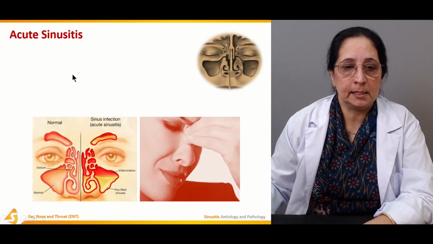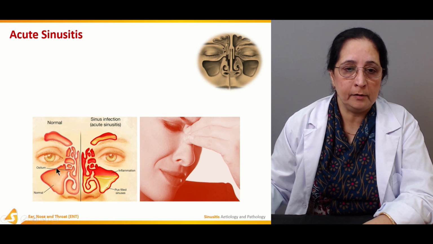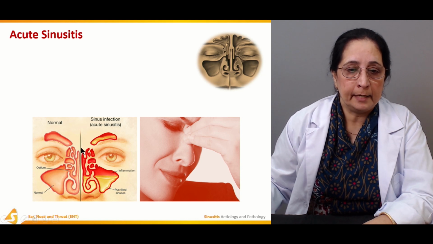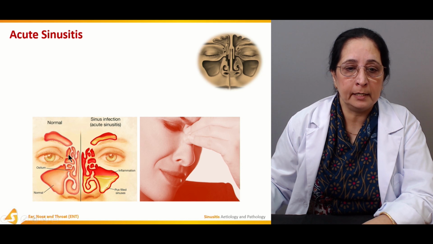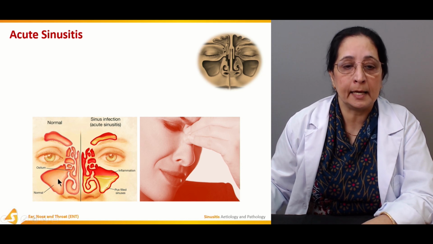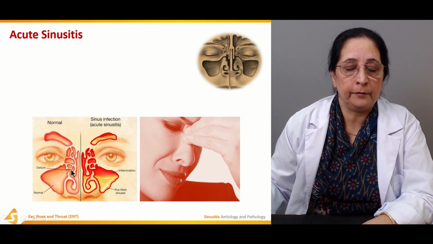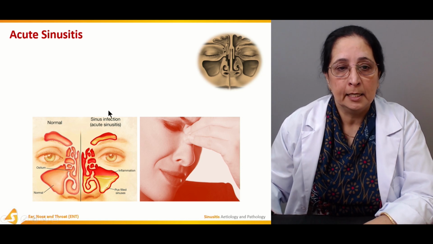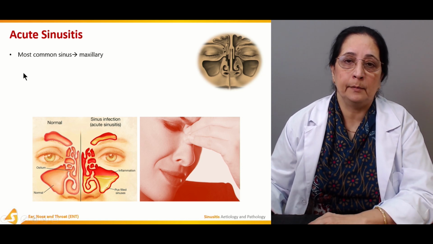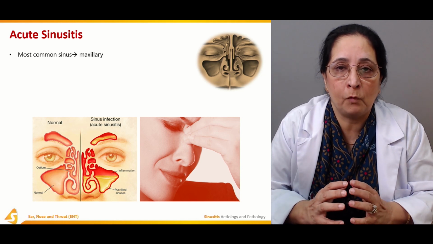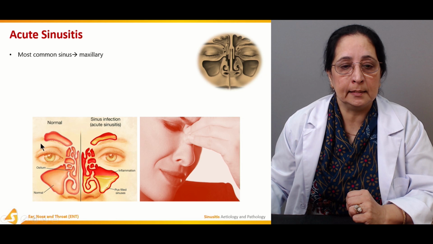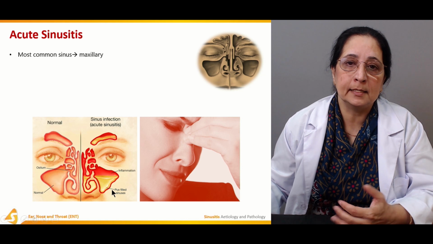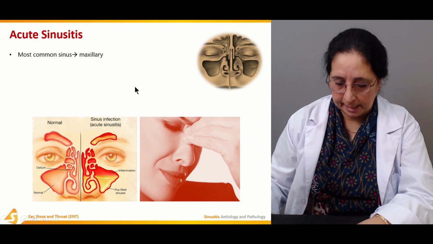Acute sinusitis. This is again the normal size. We have the frontal sinus, then we have the sphenoid, ethmoid, and this is the maxillary sinus, and this is the ostium of the maxillary sinus, or the opening of the maxillary sinus. So in acute sinusitis, the most commonly involved sinus is the maxillary sinus here. This is the most commonly affected sinus in acute sinusitis.